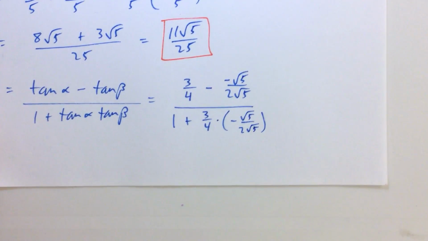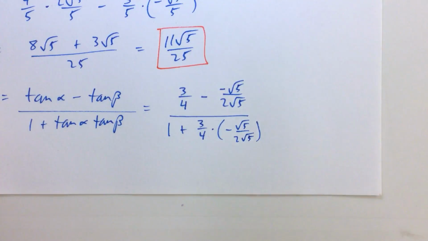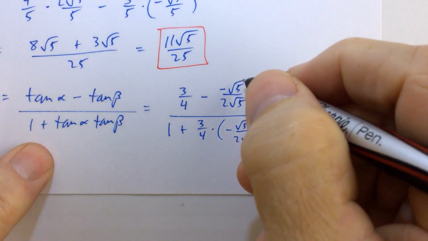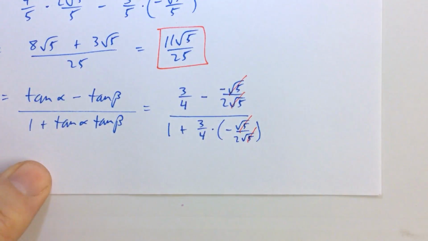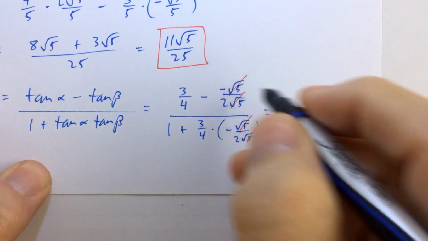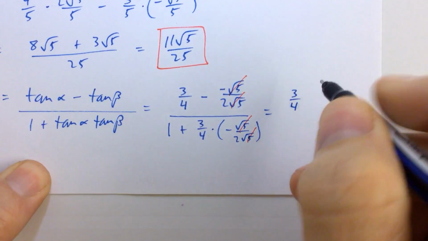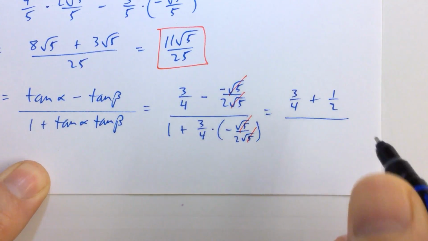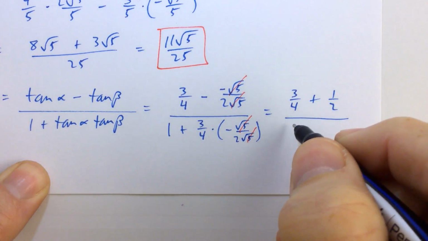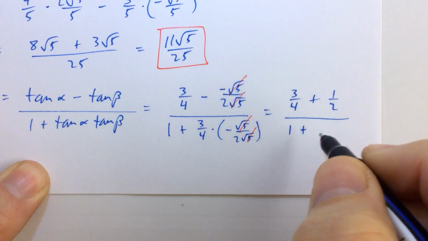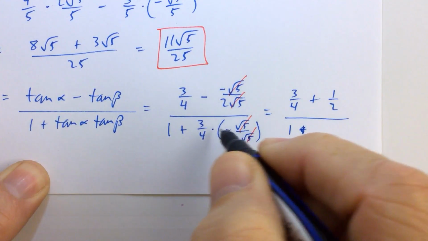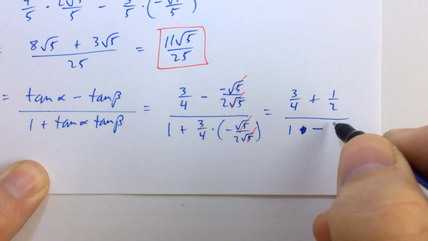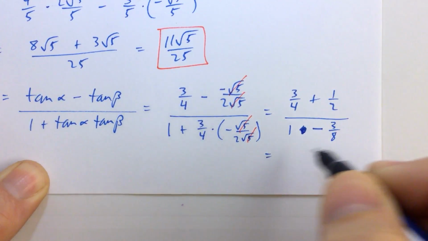Let me zoom in a little bit here. Let's see, what would I do here? First of all, I would cancel those radical 5s in both of these. So we end up getting, let's do that first, 3/4 in the numerator, 3/4 plus 1/2. That's what's left after canceling those radical 5s. And then in the denominator we have 1 plus, oops, missed that. That's a minus sign there. So 1 minus 3 over 8. So that's not too bad.